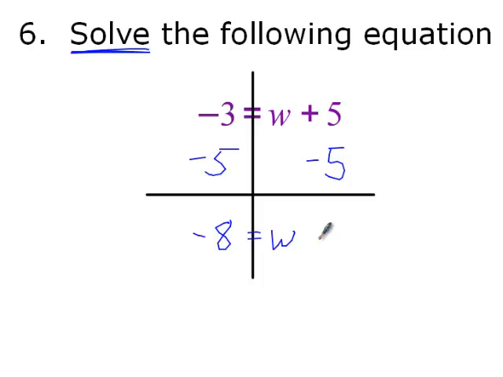Now, is our variable isolated? Yeah, there's nothing in front of it, nothing behind it, nothing under it. That's what I mean by isolated. So we're done. And there's your answer.